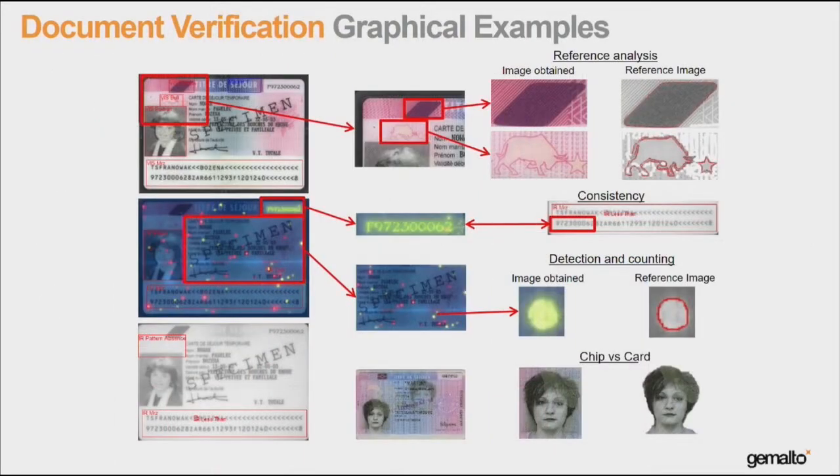This slide has some additional examples of some graphical features that we're able to check with document verification. Things such as matching a number printed in UV to the number printed in the MRZ zone, as well as looking for various security features in the document.